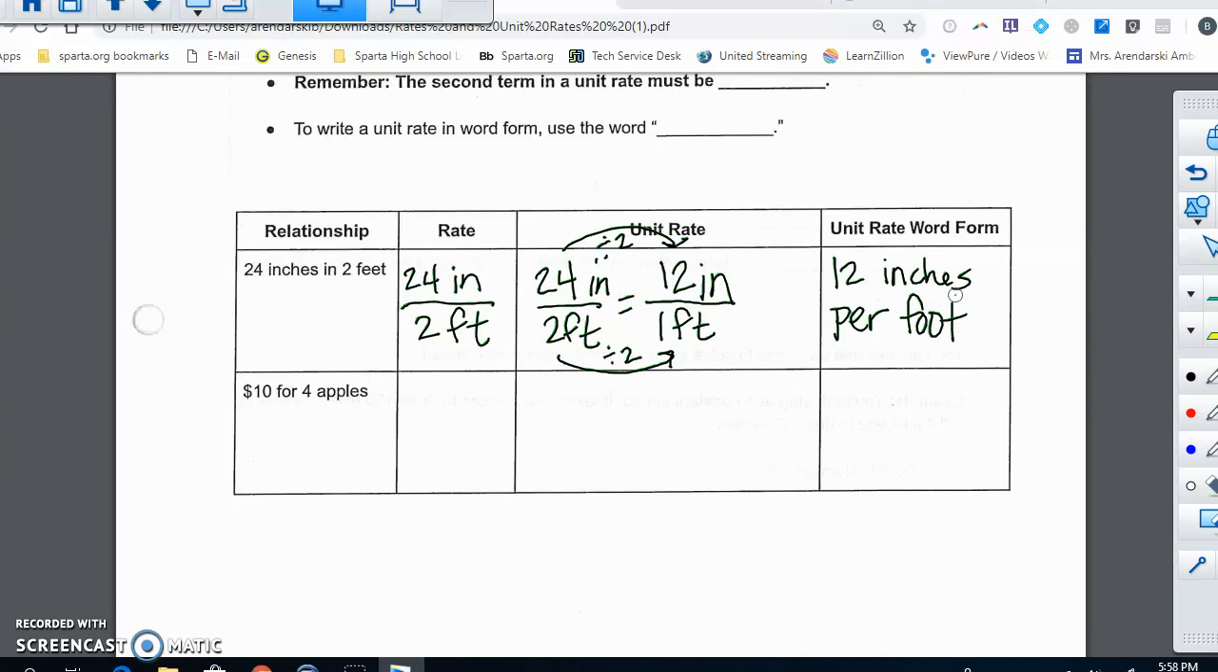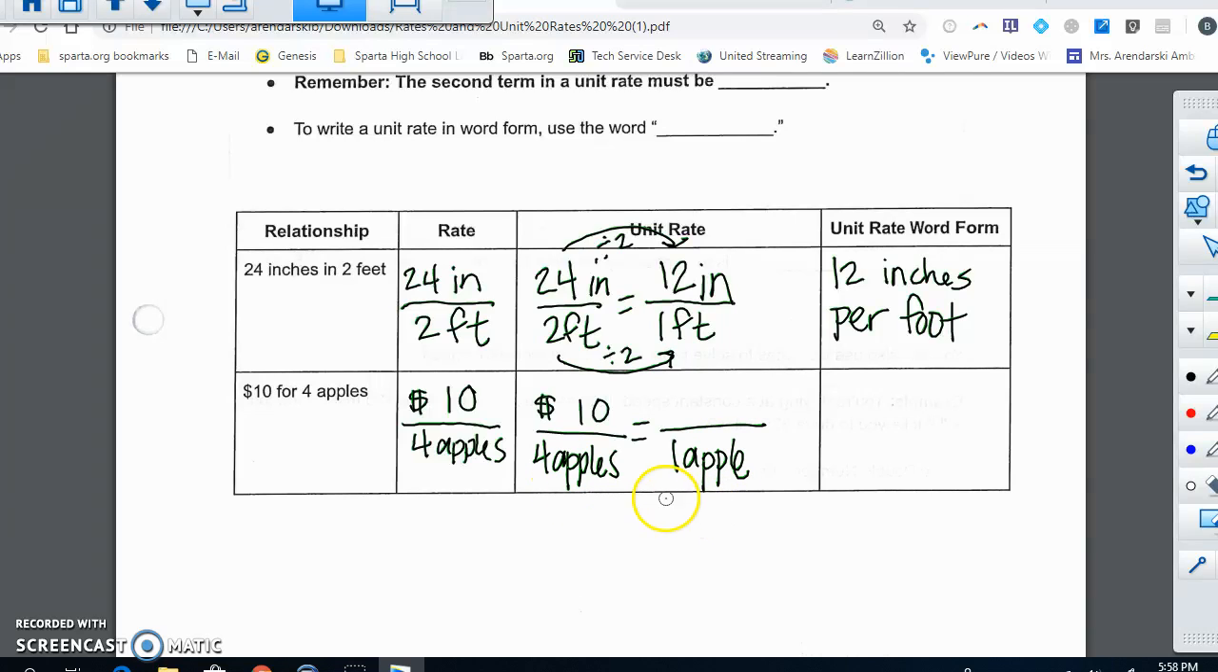Okay. The second example, we are paying $10 for 4 apples. So we're comparing money and apples. That's why it's a rate. It has different units. So we're going to put the $10 in the top term. The bottom is going to be 4 apples. Now remember, unit rate is finding for 1 apple. So again, we're going to write our fractions. $10 for 4 apples. But we want to find for 1 apple.